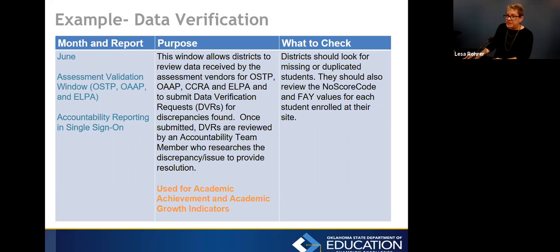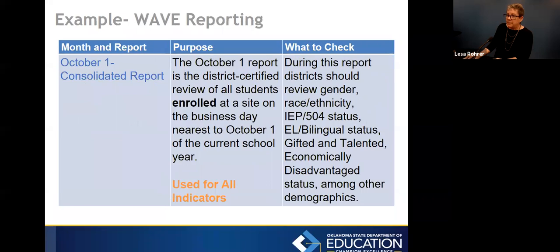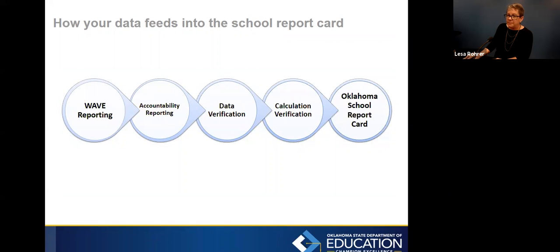So those are a couple of examples of those different reports. But let's just go back and look at this once again. Your data comes in through the WAVE from your local student information system. From that, we pull it into the accountability reporting application within single sign-on. Before we do anything related to the report card, we give you an opportunity to verify that the data that's been pulled in is correct in terms of demographics, in terms of student STNs, in terms of FAE and NFAE, and other things to check for during each of those windows.